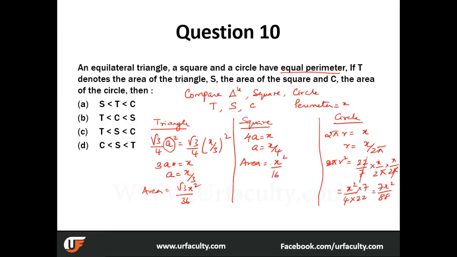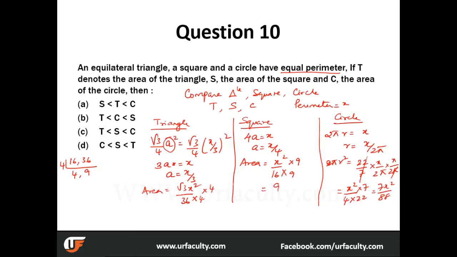So we have three values: root 3 by 36, 1 by 16, 7 by 88. I'm just ignoring x square here because it's constant across. So all that you have to do now is come up with a value so that your denominators are all the same. So our first step would be to see how we can bring these two denominators same. How do you do that? You can do an LCM of 16 and 36. So 16 and 36, how do you do it? 4, 4, 9. So for this one, you need to multiply it by 4, numerator and denominator. And for this one, you need to multiply it by 9.